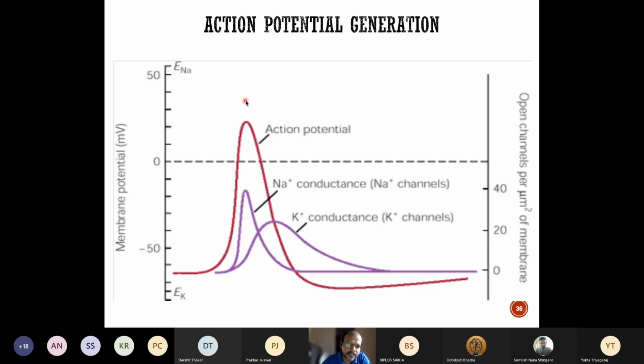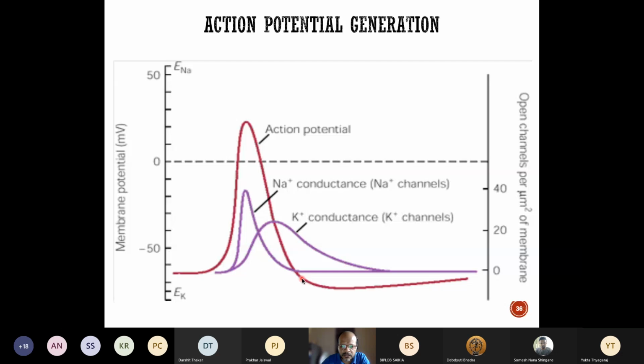Sodium comes in, the membrane gets depolarized, and here the sodium starts to shut down and the potassium starts to increase. So now this is mainly your repolarization phase, because potassium is going out and the sodium is not doing anything. And therefore the membrane potential comes down. Here it actually undershoots the resting membrane potential, because the potassium conductance is slow, so it's still open.